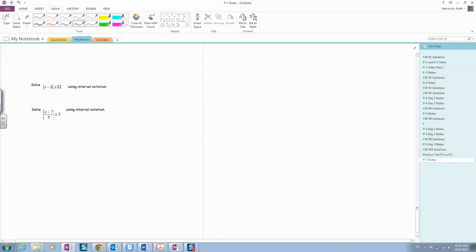Alright, so a couple other examples. Here the absolute value of x minus 2 is less than or equal to 12. We'll notice it's already isolated. So now, because it's a less than, we're going to do and, because remember, go LA. So it's x minus 2 is less than or equal to 12, and x minus 2 is greater than or equal to negative 12. So we add 2 to both sides, and you get x is less than or equal to 14, and x is greater than or equal to negative 10.